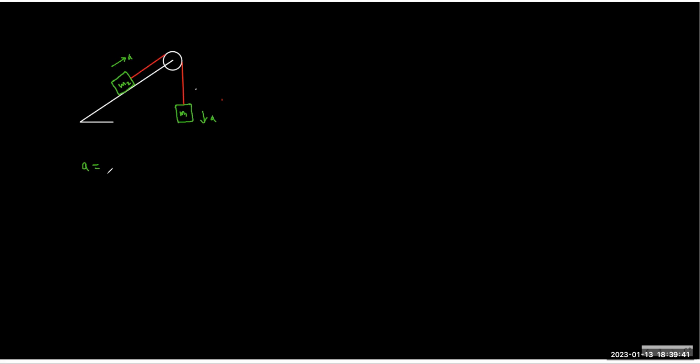M1G minus M2G cos theta. M2G cos or sine? Sorry, sin theta. Sin theta. Yeah, so you can clearly see the M1G is pulling, minus M2G sin theta. Okay, G I'm taking common. And in the denominator, what can we write here? The net mass, M1 plus M2. So do you all realize this? Yes or no? Yes, sir.